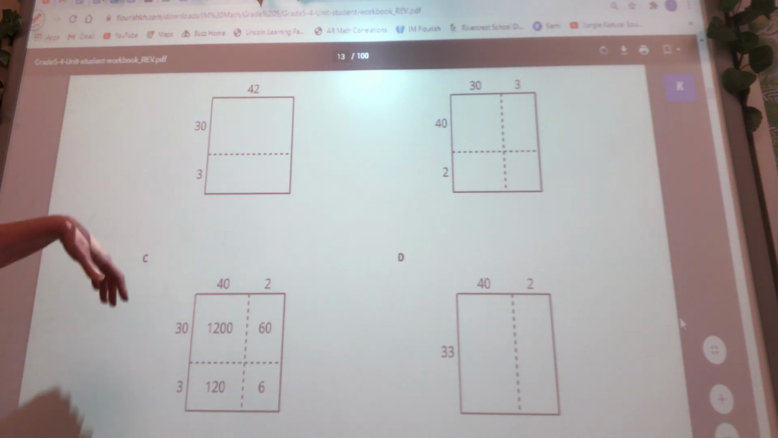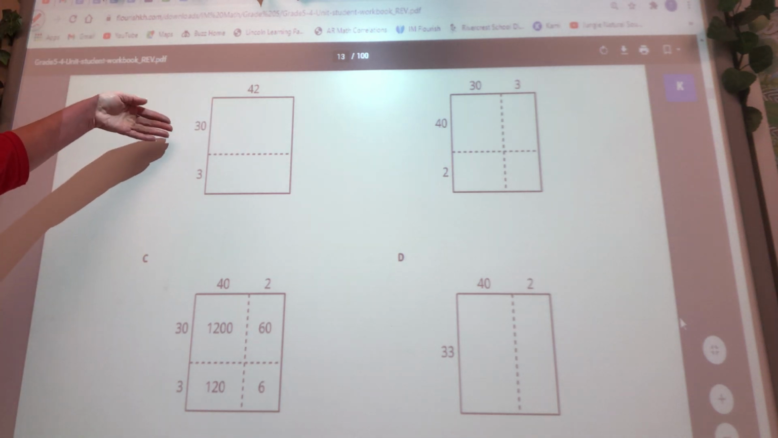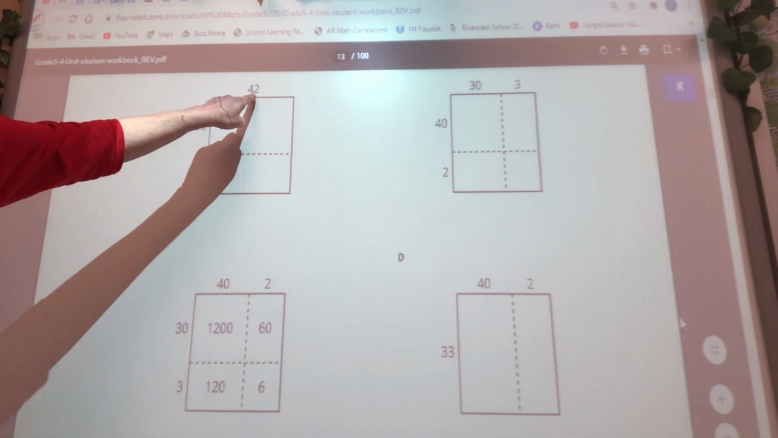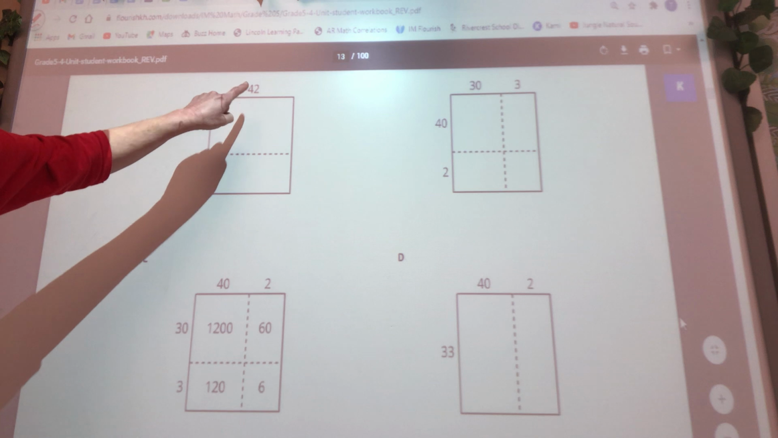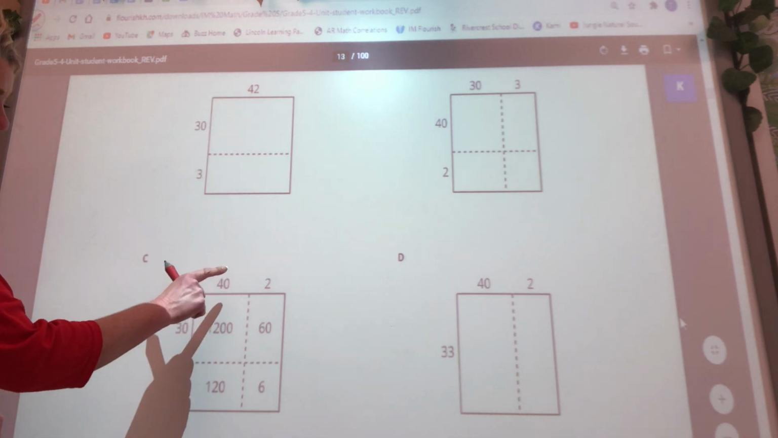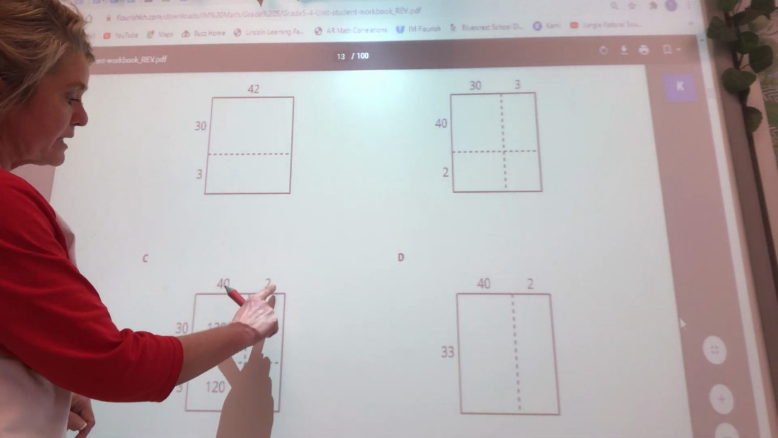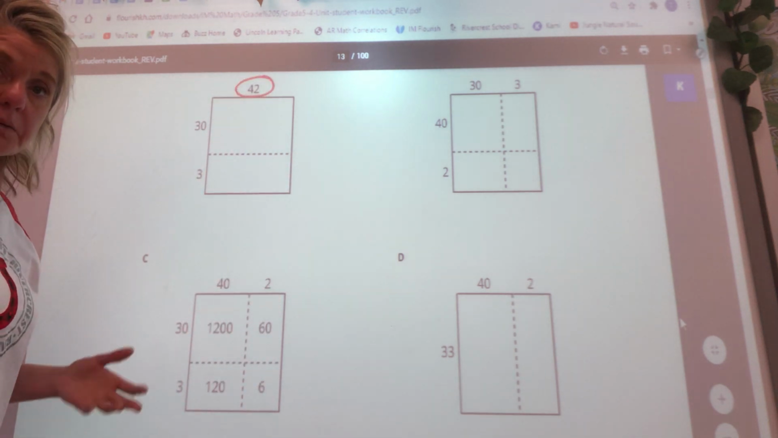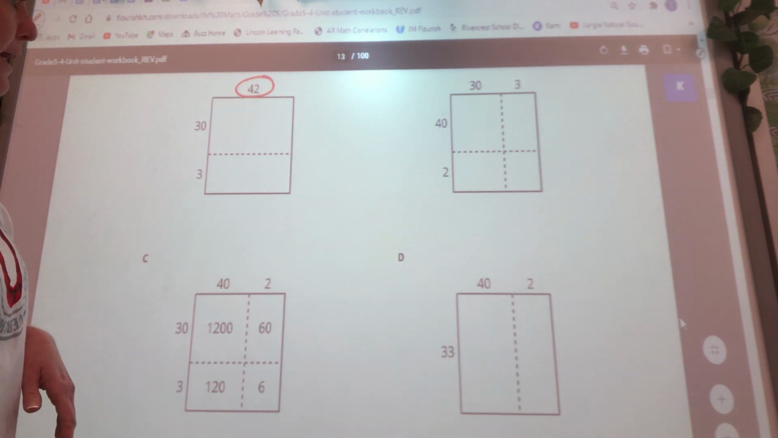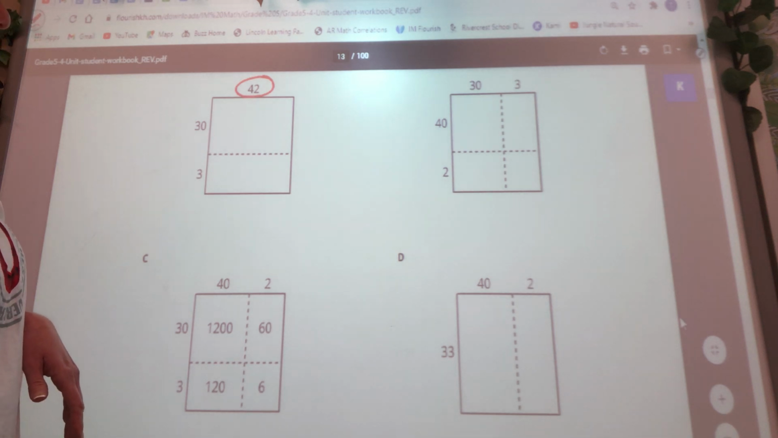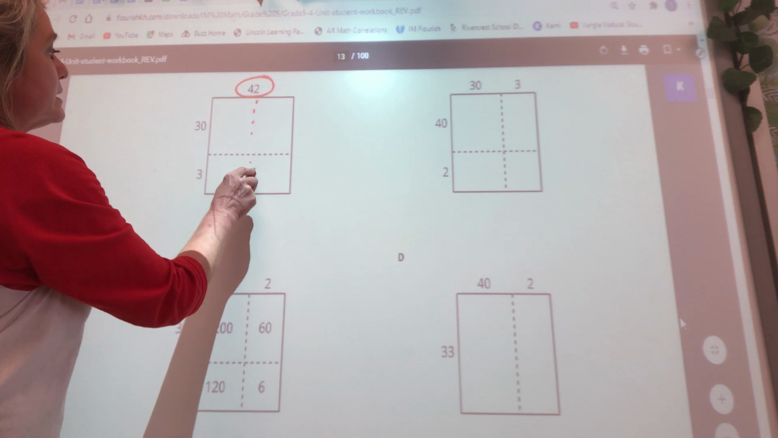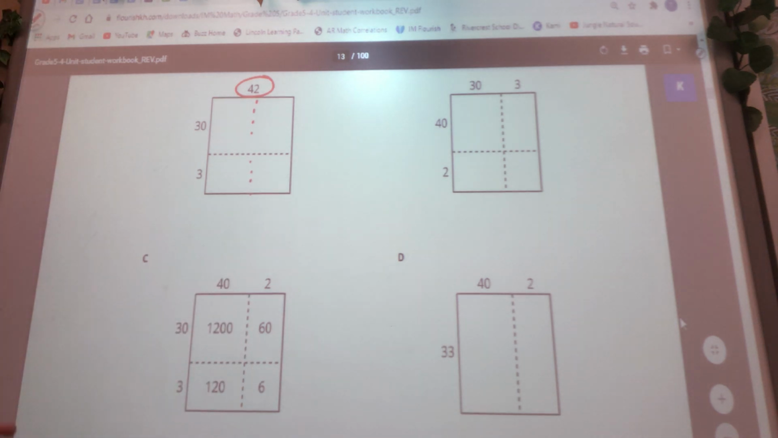Okay, on this first one, if we look at it, it's the only one where 42 is together. It's not broken down into 40 in the tens place and then 2 in the ones place. So that's what could make this one be different or be the odd one out. Also, this one's the only one that doesn't have a line going this way. So that's another way that that one's different.